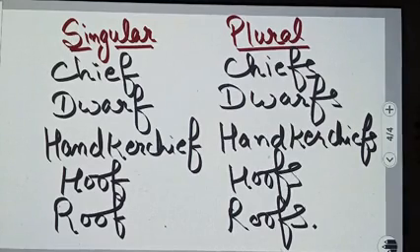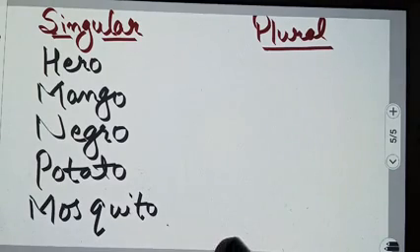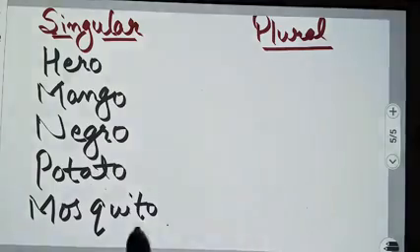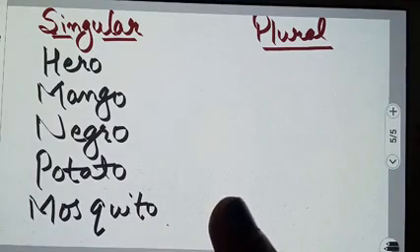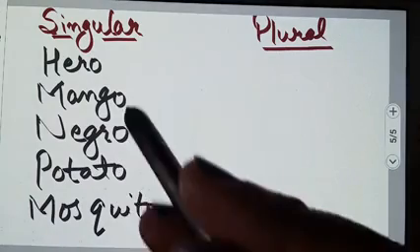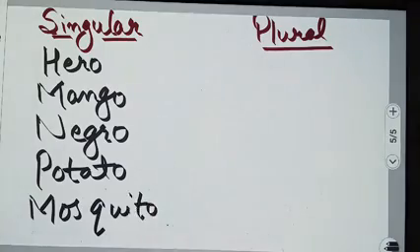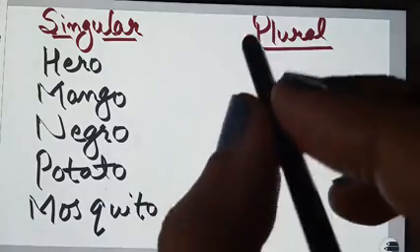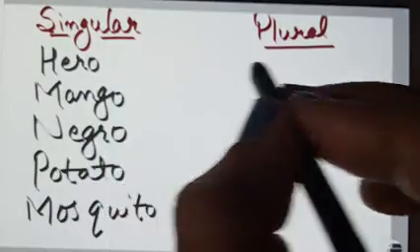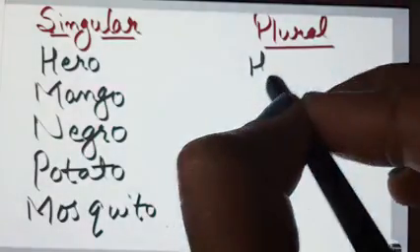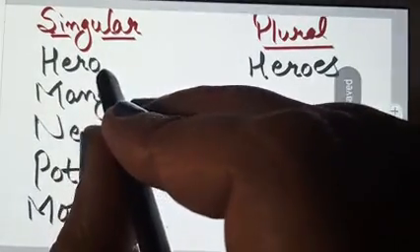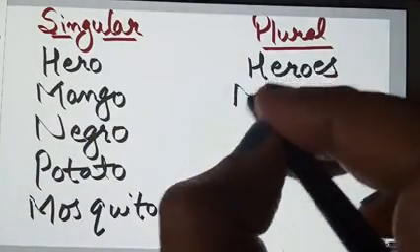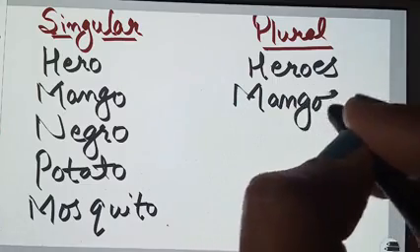Now the easy one. If you find the words having O at last and you have to convert them into plural, so you will use ES for making them plural. Although you had done these earlier in previous classes, but still the basics must be clear to you. First word is given here, hero, heroes, ES, because O is there in the end. Mango, mangoes.